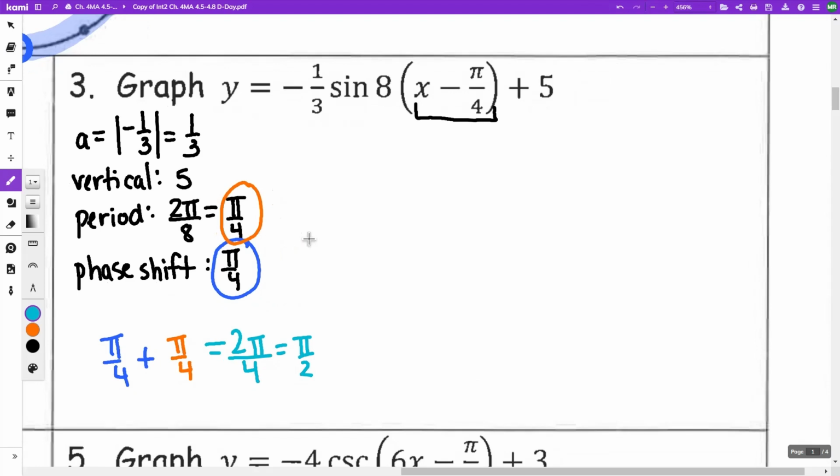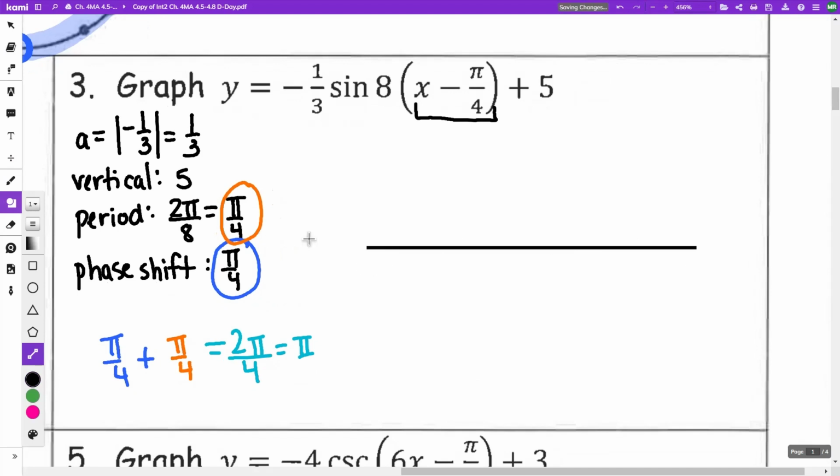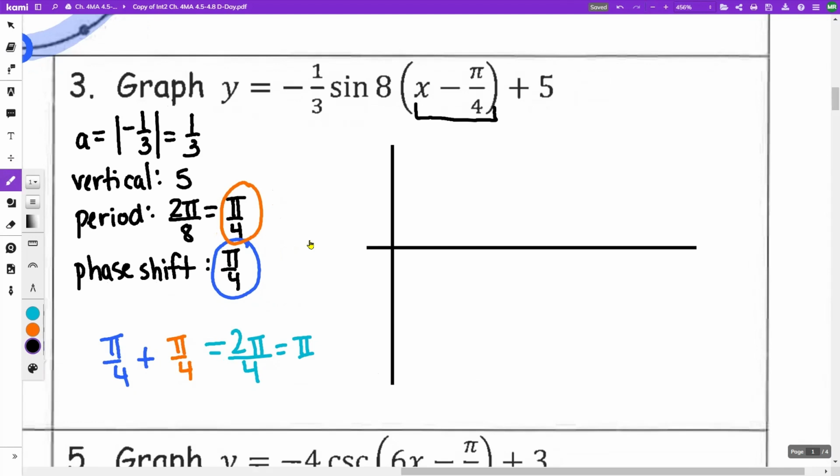Okay, so let's draw this. Let me just start drawing it. Sorry. Get my x-axis in. I'll get my y-axis in. So for this, I am going to be starting up at 5.